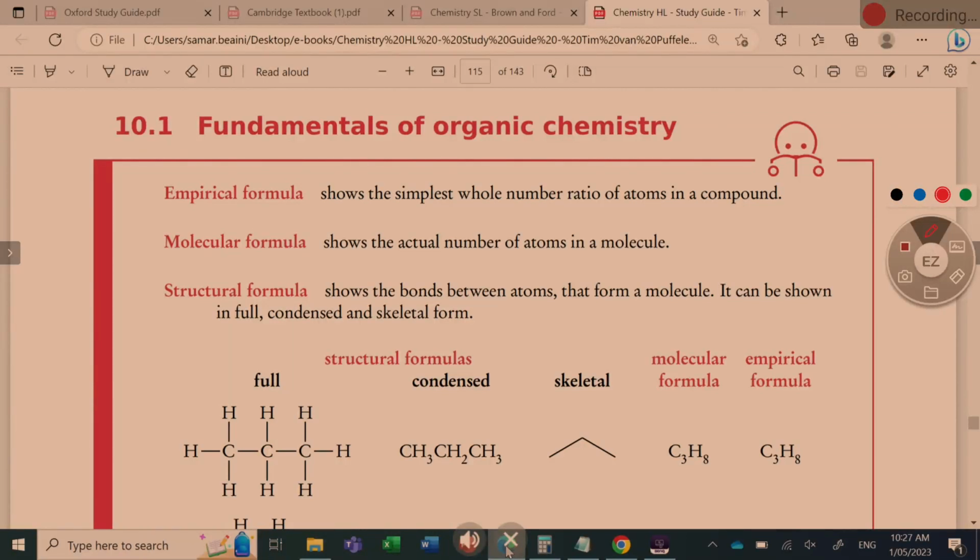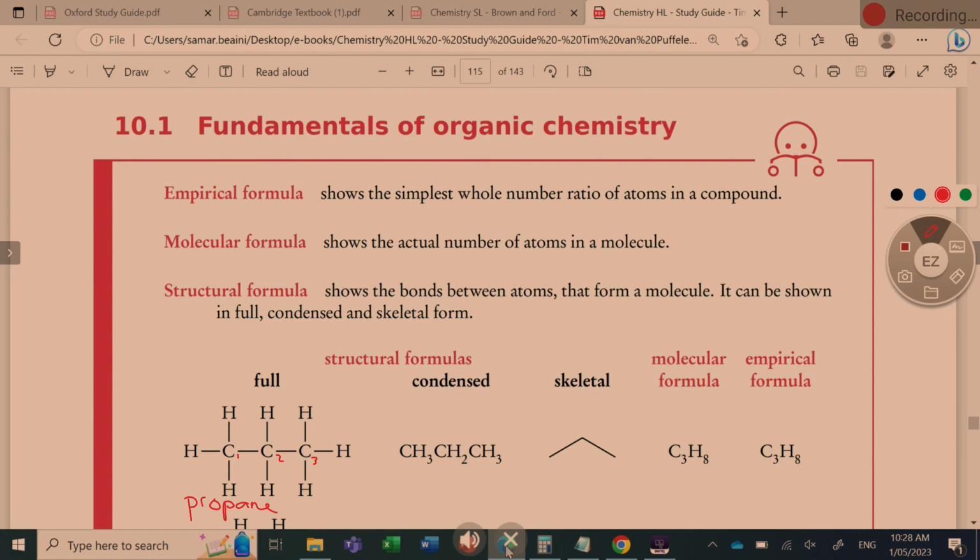That this is a propane? I have three. Okay, so I have 1, 2, 3. That automatically tells me it's prop. And how do I know it's a...? Because there's only single bonds. I don't see any double bonds. Okay, so this is propane.